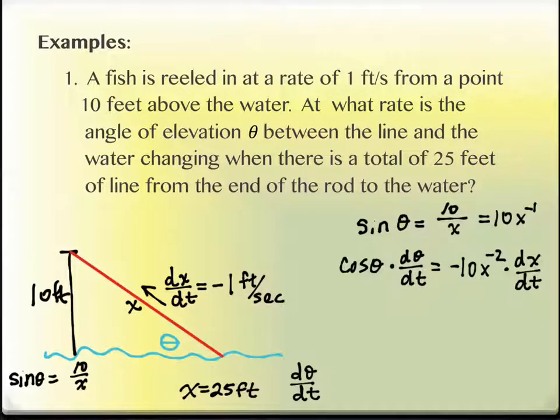But the point at which I want to find information about our problem is when x is 25, right? So when x is 25, when that actually happens, there is a specific value for theta that is not changing. It is constant at that specific point in time. So I can actually find the sine of theta, and it's equal to 10 over 25 for a specific value of theta. And it's just a reminder of how you do that with your calculator.